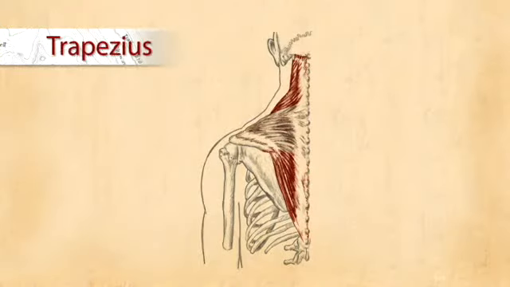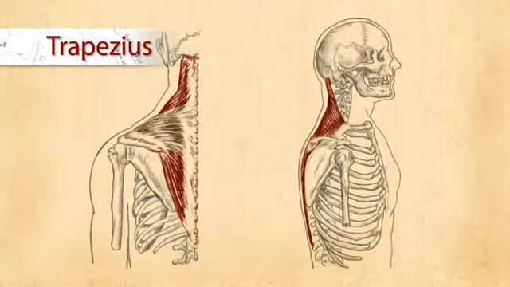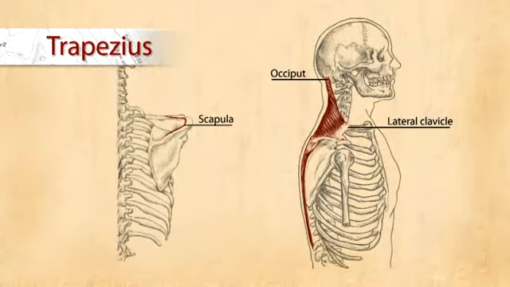The trapezius lies superficially along the upper back and neck. Its broad, thin fibers blanket the shoulders, attaching to the occiput at the base of the head, the lateral clavicle, the scapula, and the spinous processes of the thoracic vertebrae.